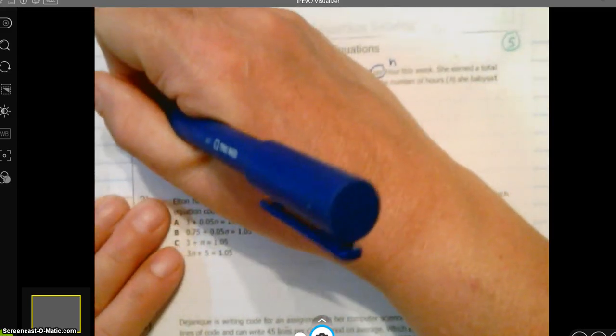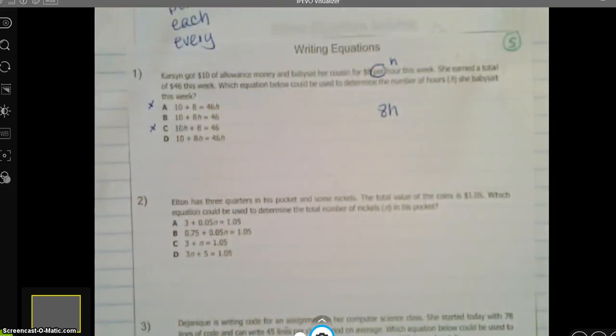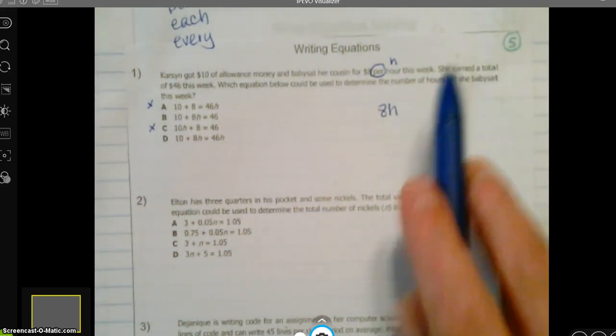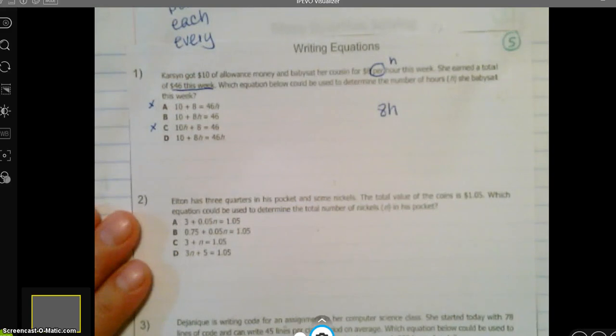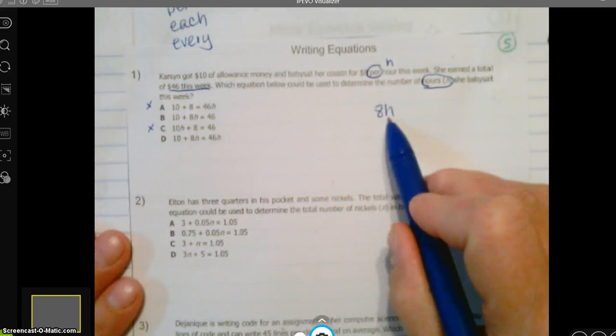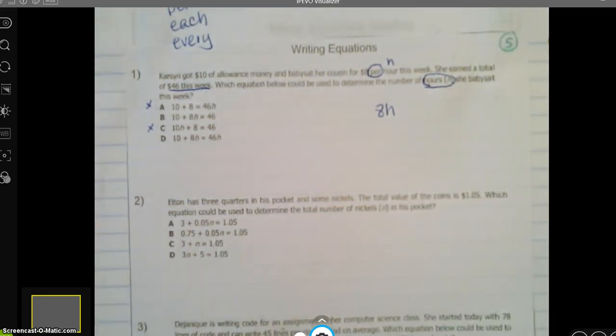And again, I have not even finished reading this problem. So I'm just going to put a little X here to check what I am telling you. Okay? She earned a total of $46 this week. Which equation below could be used to determine the number of hours? So notice, that's what I used, h, that she babysat this week.